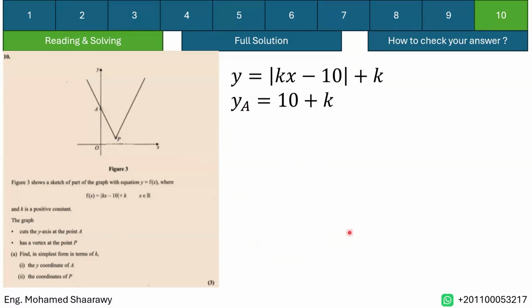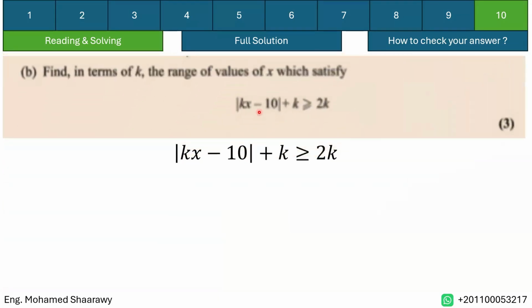Okay, and now the coordinates of B. The x-coordinate of B is just the root of the absolute. Okay, what's the root of this absolute? It means the value of x which will make this expression equal to 0. So when x is 10 over k, this will be 0. And when x is equal to 10 over k, the value of y will be equal to k. So if you replace this x with 10 over k, this will be 0. And when this is 0, y equals 0 plus k, which is k. And those are the coordinates of B.